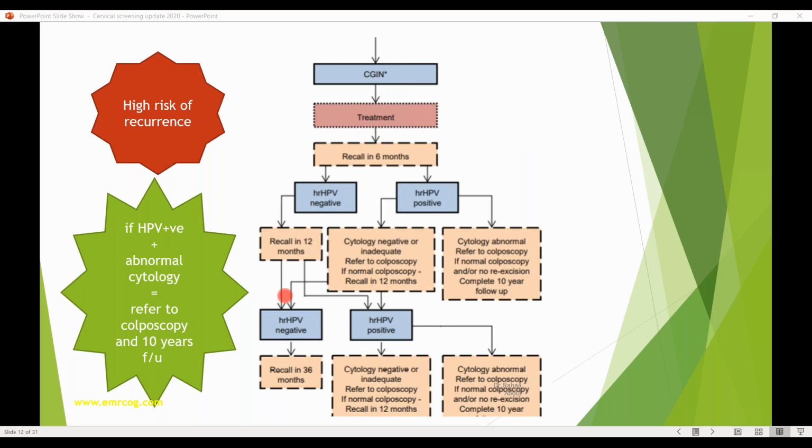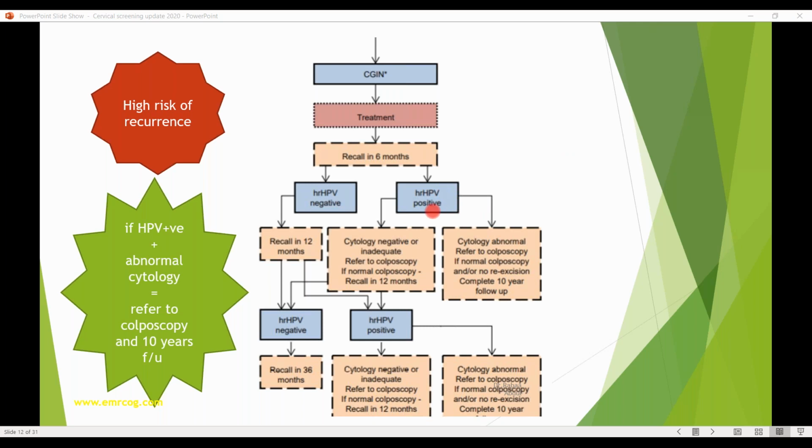So it is easy till now. So guys, what is the frequency of follow-up for a CGIN after treatment? 6, 12, and 36. Yes, thank you very much. So it's recall in 6 months, HPV came negative, recall in 12 months, HPV came negative, bye-bye, see you in 3 years.